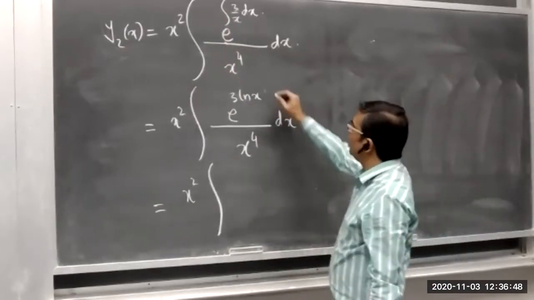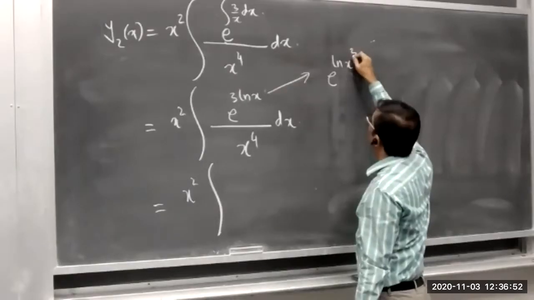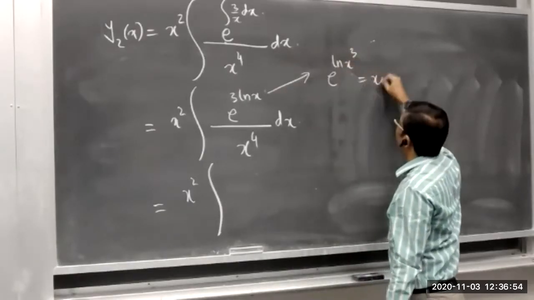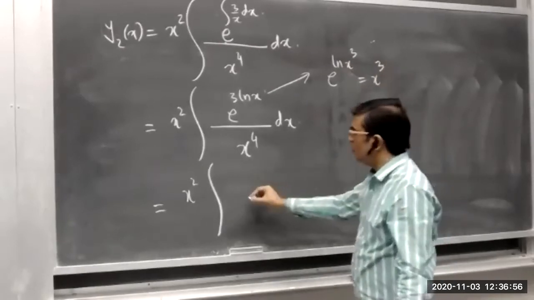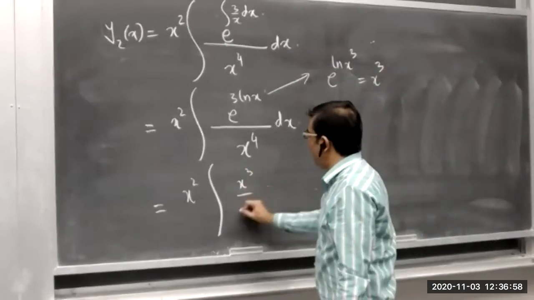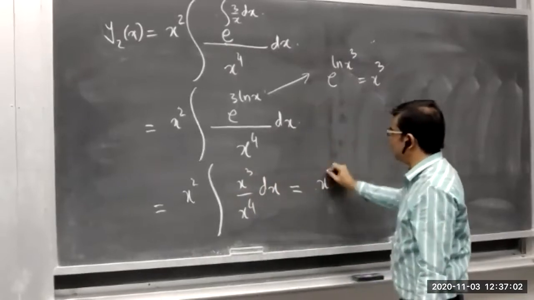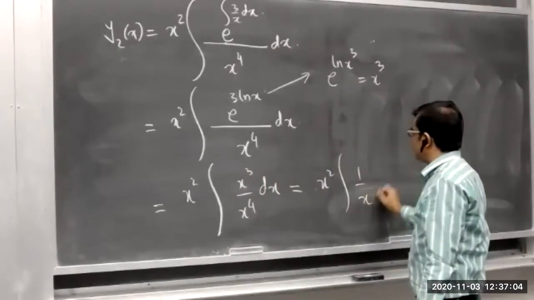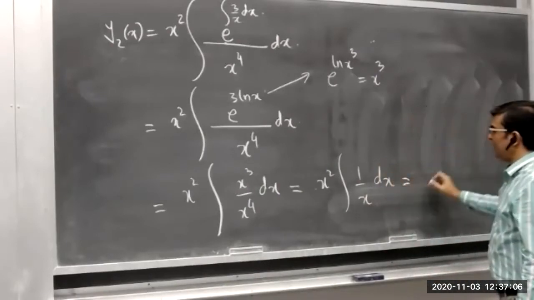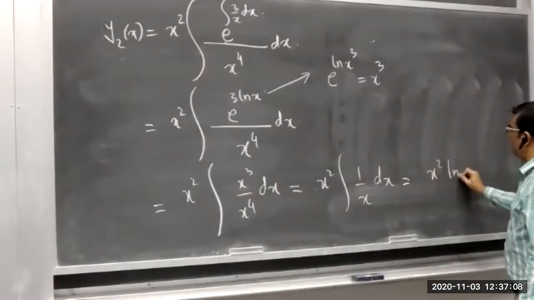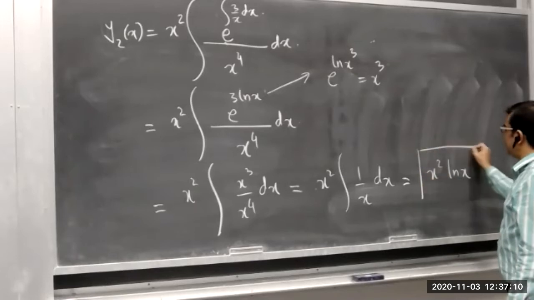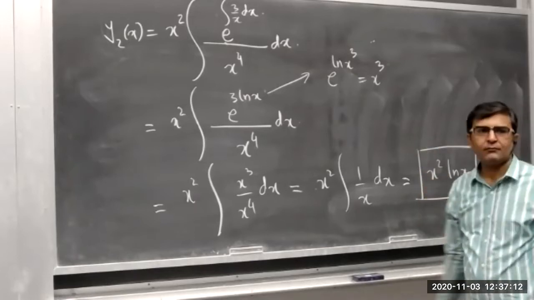Okay? So this thing, what is it? e raised to the power natural log of x cube. e and log will cancel. What do we get here? x cube. So we get x cube by x to the power 4 dx. And we get x squared times the integral of 1 over x dx. And what do we get here? x squared natural log of x. So this is your y2.